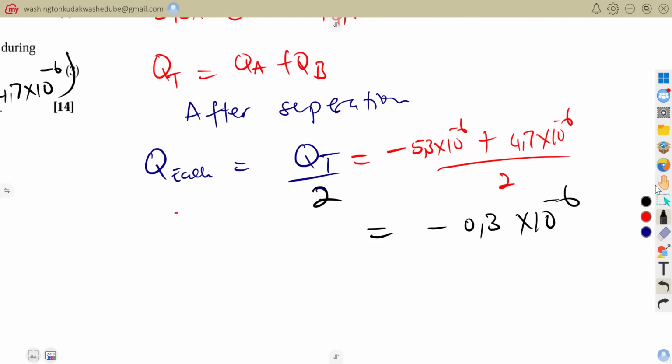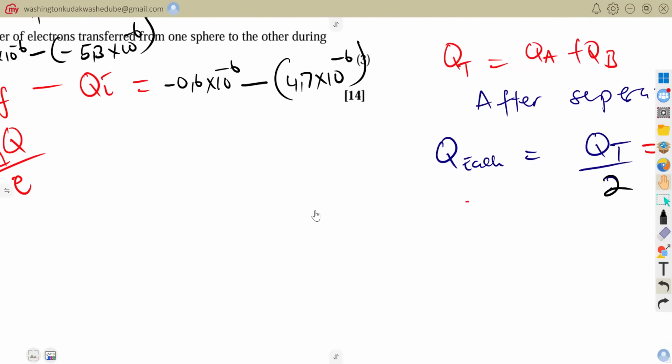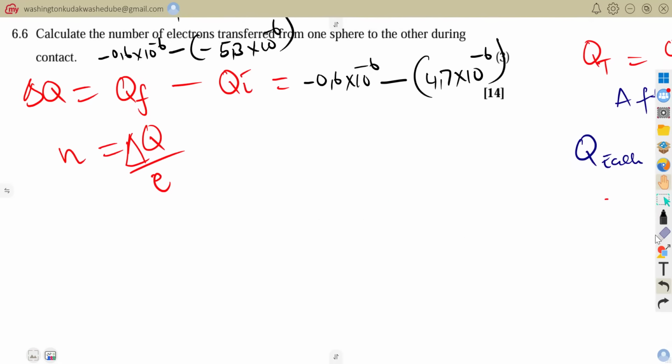So once we have this, I can now say this is the new charge for each. That is what I'm going to put here. Negative 0.3 times 10 to the power negative 6. Then negative 0.3 times 10 to the power negative 6, minus 4.7, will give you a negative 5.0 times 10 to the power negative 6.